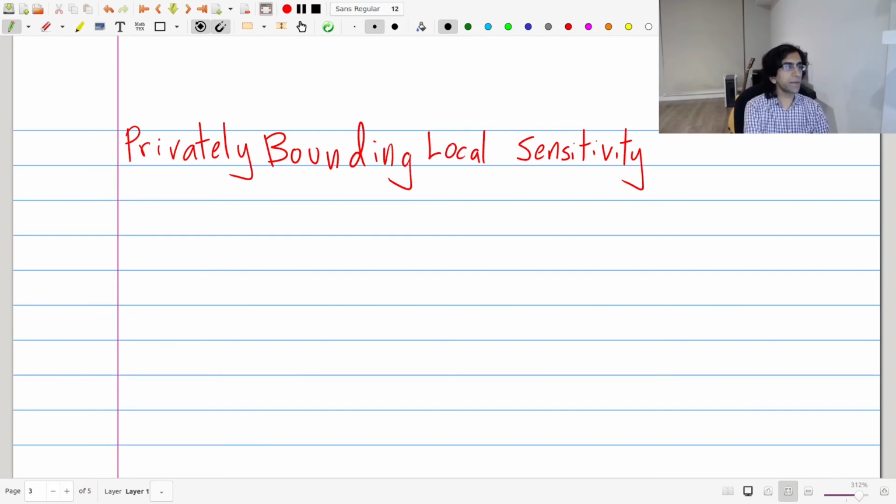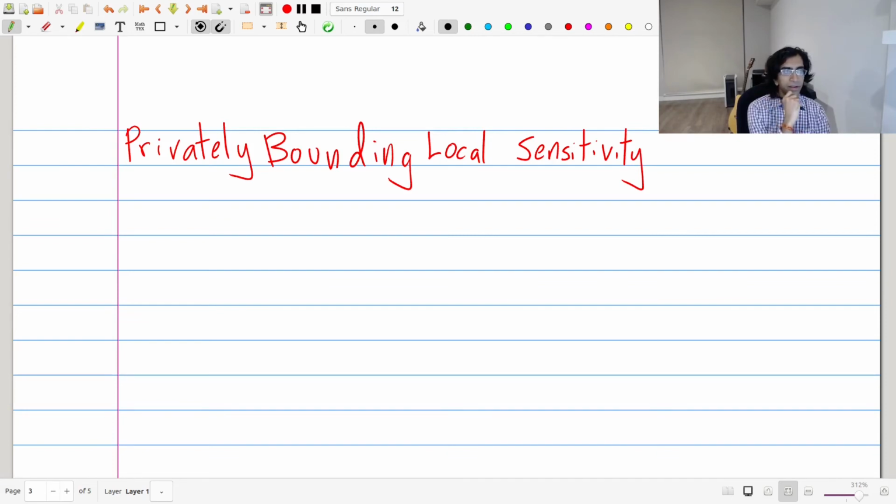So the idea behind propose-test-release was saying that the local sensitivity was small for databases in a small neighborhood around the true database. So we're saying that for everything close to the true database, it has a small sensitivity, upper bounded by some bound. So this allows the local sensitivity to grow.